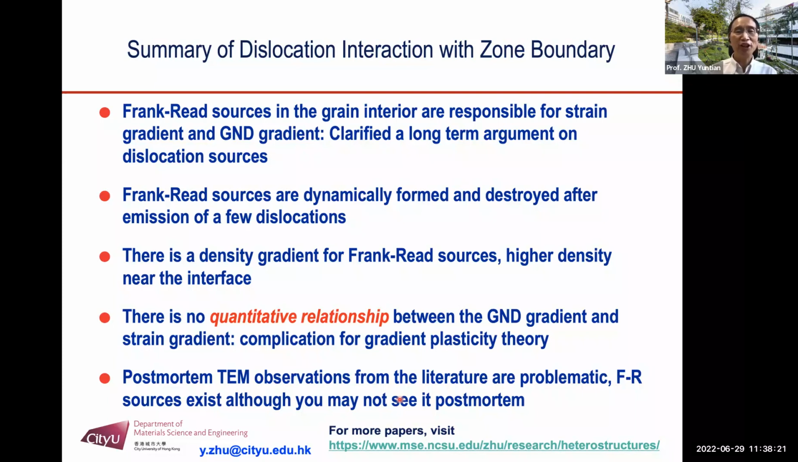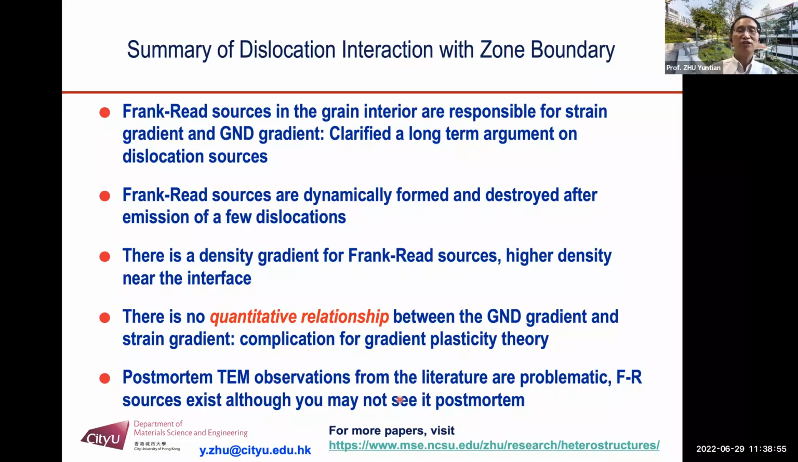There's a density gradient for Frank-Read sources. Higher density near the interface. It means if you get closer to the interface, you get a higher density of Frank-Read sources, which is why it gives you that negative strain gradient. So the strain gradient is not caused by grain boundary dislocation emission, not caused by Frank-Read sources themselves, it's caused by the Frank-Read source density gradient there.